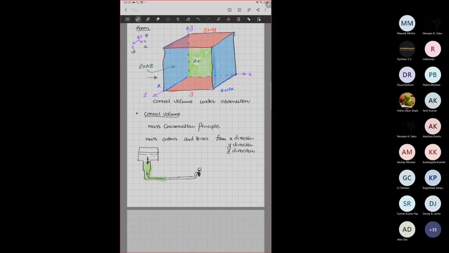Any imbalance means something is happening within the system. Maybe you completely locked it, closed it. Fluid is not actually going out, so no fluid is coming down and no fluid is going out. That is the kind of mass conservation we are trying to do.